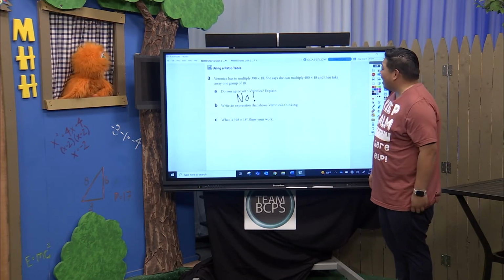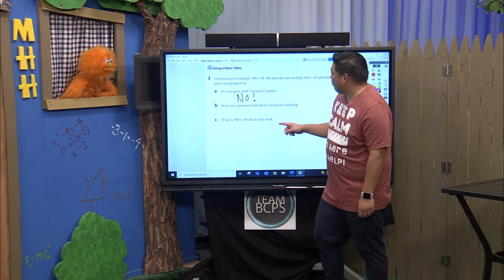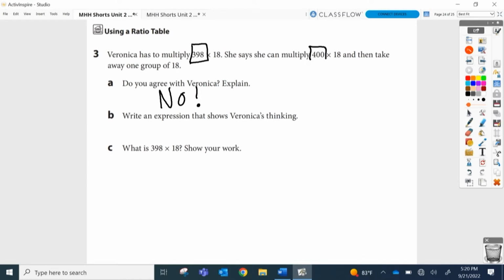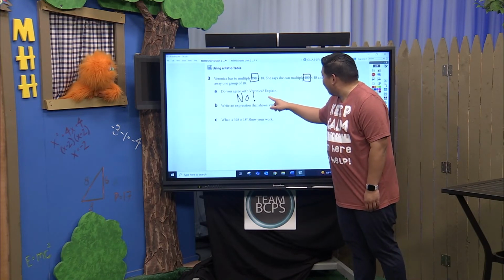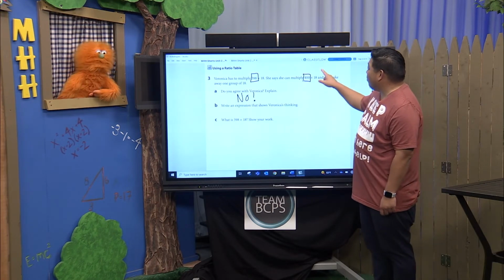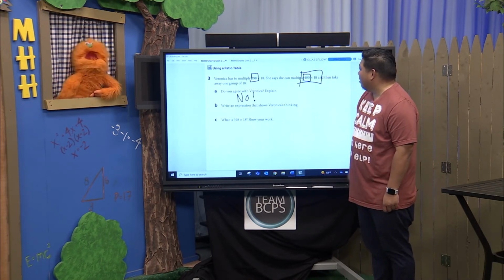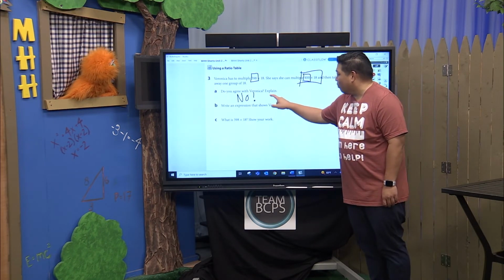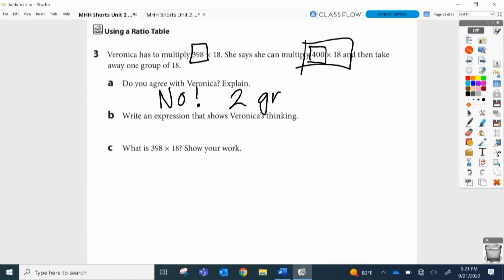So no, we cannot, because the difference between 398 and 400 is not just one group. From 398 to 400, what's the difference? Two groups. So that's why we can't just take away one group. But she is kind of on the right track. Can we use 400 times 18? Absolutely we can. But instead of taking away one group, we're going to have to take away two groups.